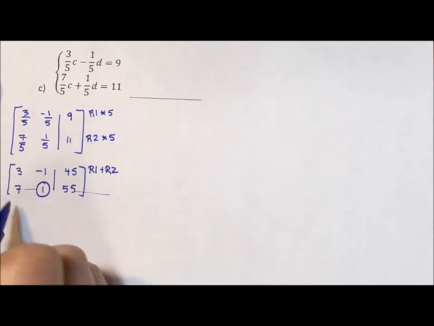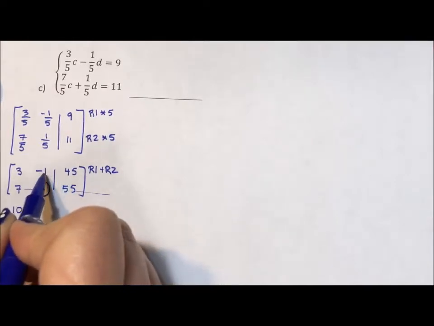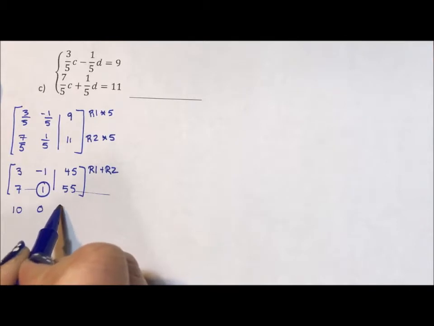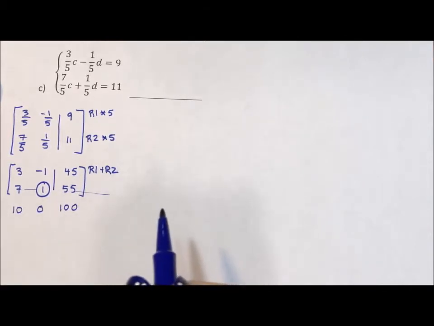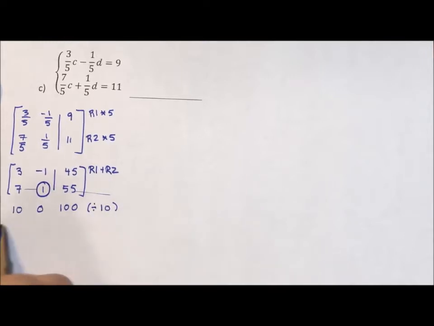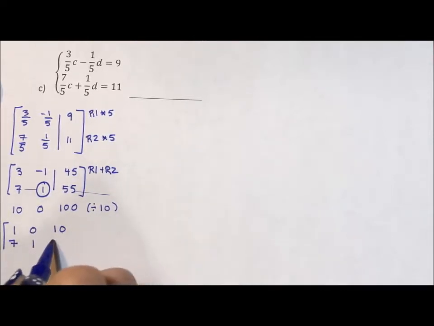So 3 plus 7 is 10. -1 plus 1 is 0. 45 plus 55 is 100. And before I make this into a matrix, I'm going to do a quick divide by 10. That will give me 1, 0, 10, and then 7, 1, 55. We didn't change the second row at all.